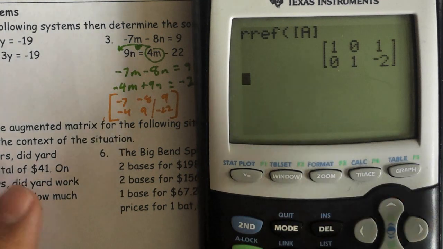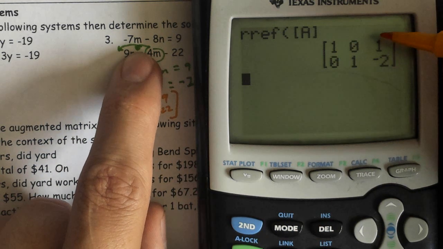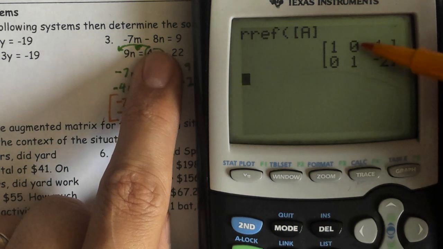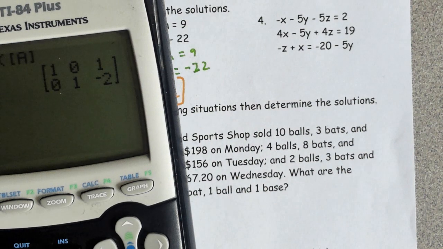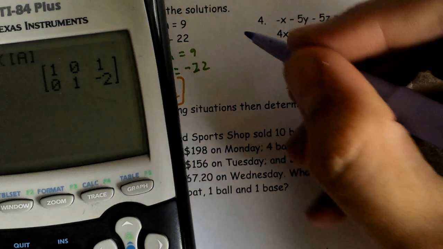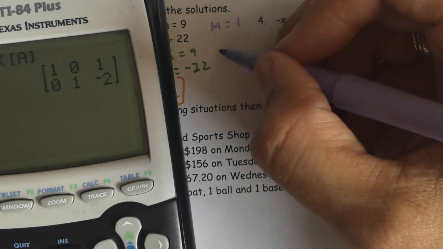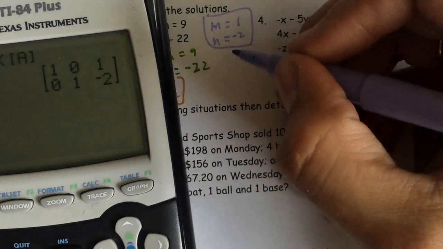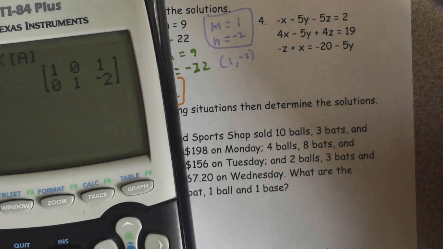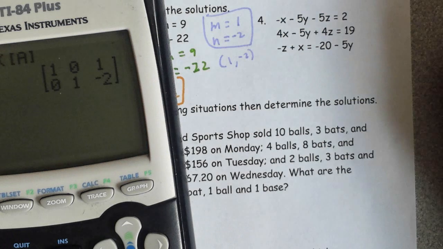In this case, we have M and N. Which was first? This column is my M's. So my M is equal to 1. My second column is N, so N is equal to -2. My solution, I write M is equal to 1 and N is equal to -2. That's my solution. You could also leave it as 1, -2 if it was X and Y, but I don't really know which one would come first, so just specify which is which.